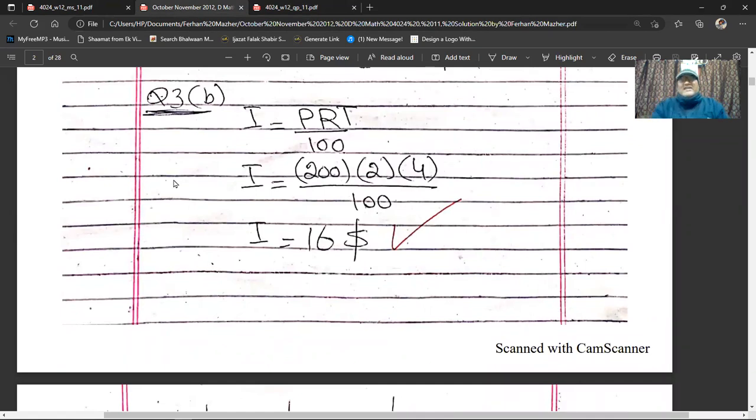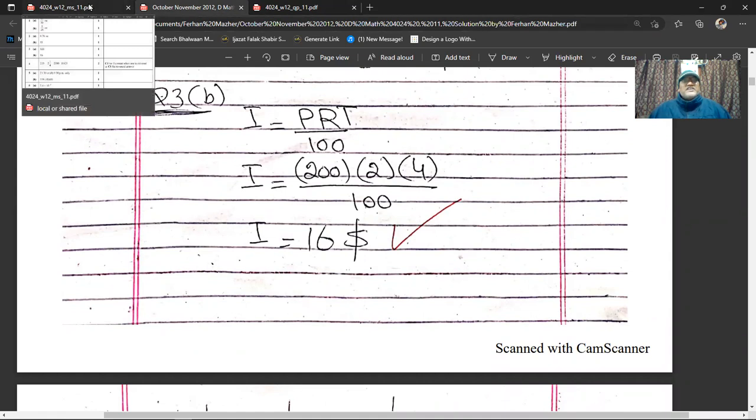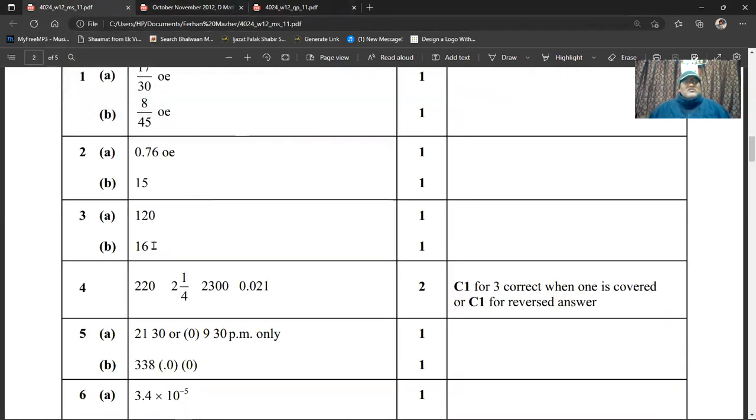The P value, the money invested, is $200. The rate is 2% per annum. The time is 4 years. And so 200 multiply 2 multiply 4 divided by 100. So it will be $16. So the simple interest after 4 years will be $16. Question number 3, B part, 16 is the right answer, sir.